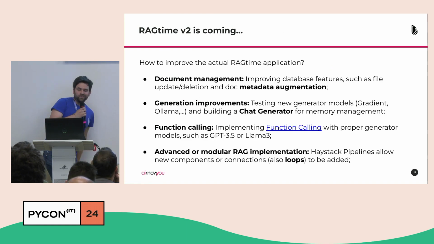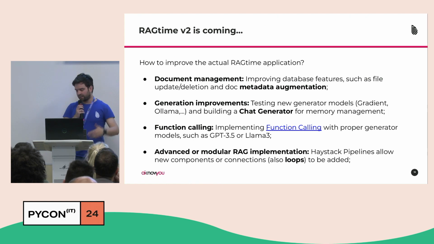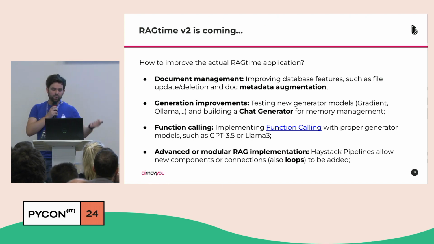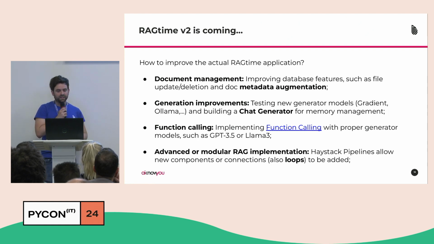So, RAGtime v2. This is a really basic, naive implementation, just for teaching purposes, as I said at the very beginning, but we can improve it even further. So how can we do that? In the first part of the talk, there was the theory. Now let's get into more details. What can I do from the implementation side?